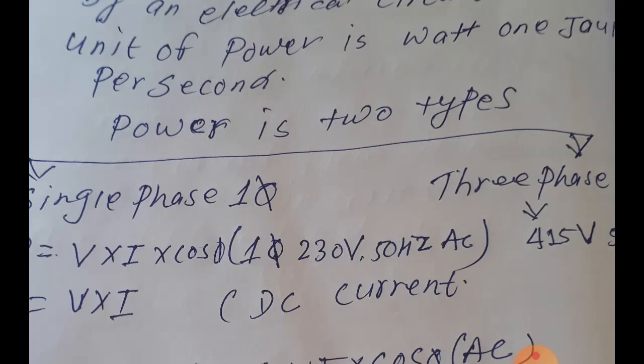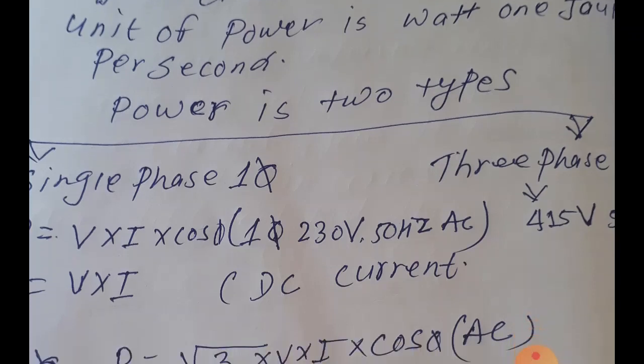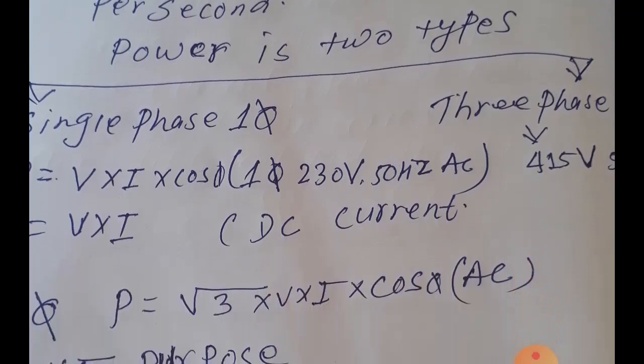So we have some formulas to find out the power and how many amperes there are. If you have single phase AC, you find the power as P = V × I × cosφ. Cosφ relates to the 50 hertz frequency. Cosφ always comes around 0.8 to 0.9.